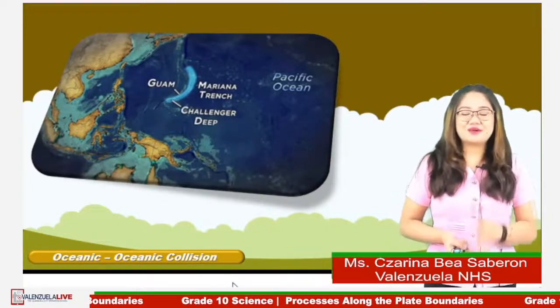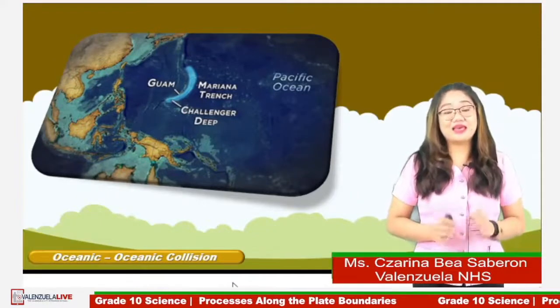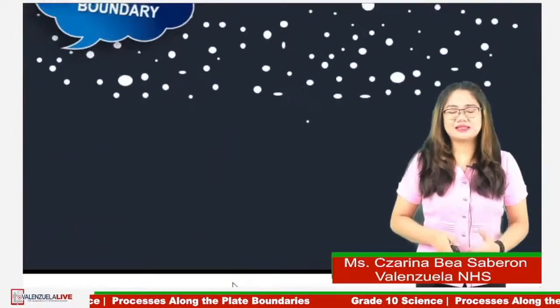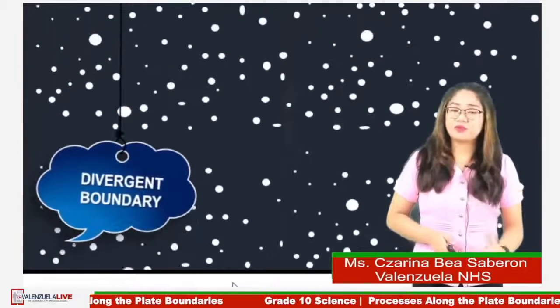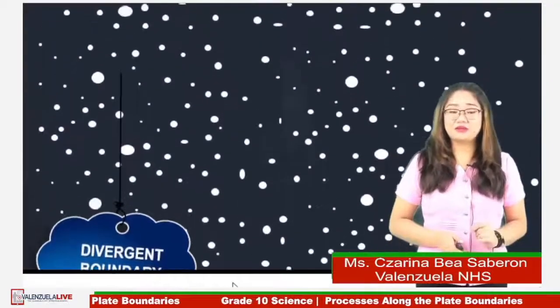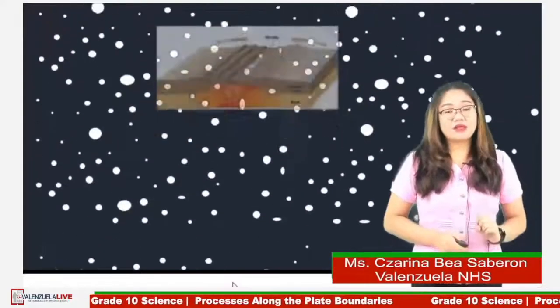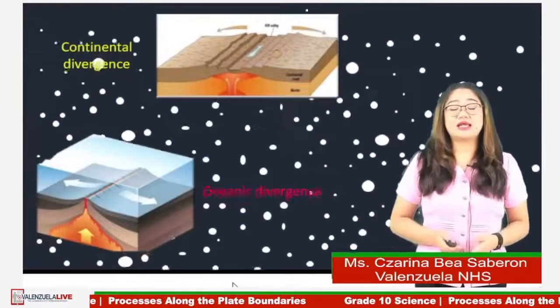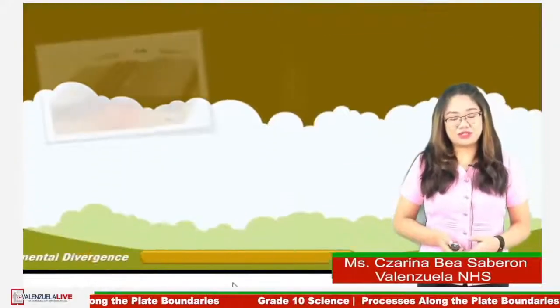Once again, those were the 3 types of convergence and processes along the convergent boundaries. Now let's talk about the second type of boundary, which is the divergent boundary, and the processes happening along this kind of boundary. Under divergent boundary, we have 2 types of divergence. The first one is the continental divergence, and the second one is the oceanic divergence. So let us have the continental divergence first.